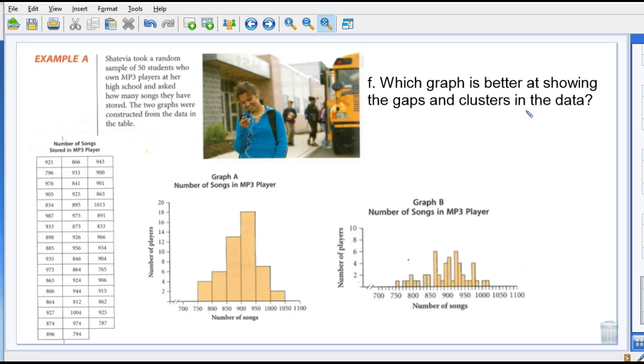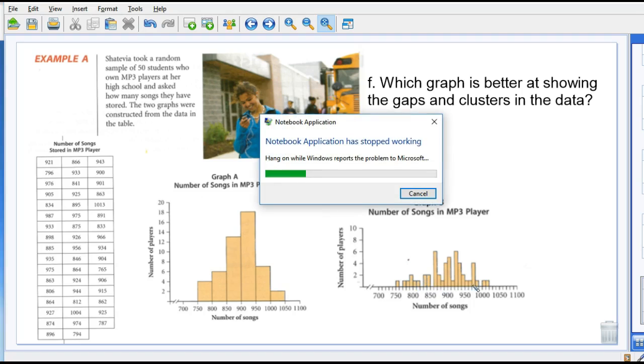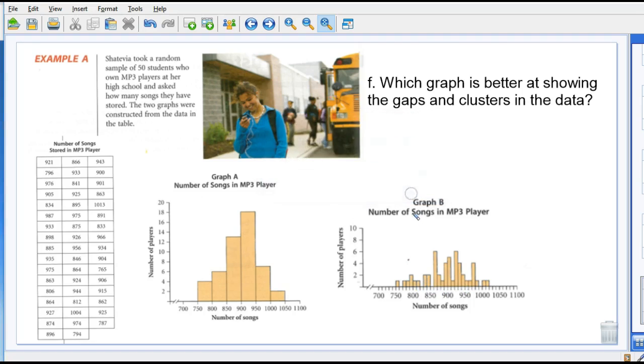All right, which graph is better at showing the gaps and clusters in data? Well, which one do you think would be better at showing gaps? The one that has a bunch of bins, or the ones that kind of say, oh, we have little small ones. Maybe there's some that aren't in this range. When we have more bins, we can see gaps and clusters better. So we'd say graph B would show gaps and clusters a little bit better.